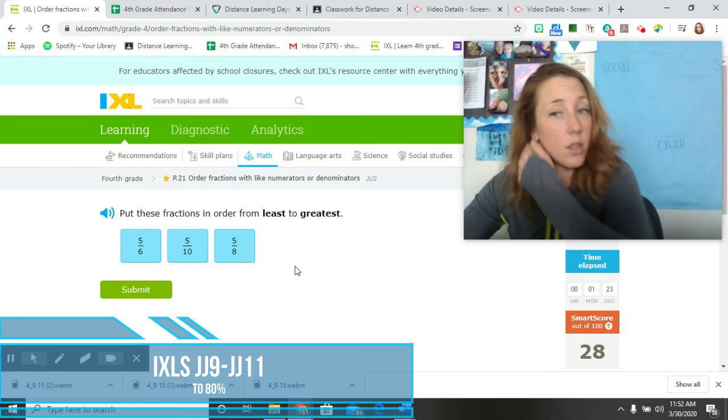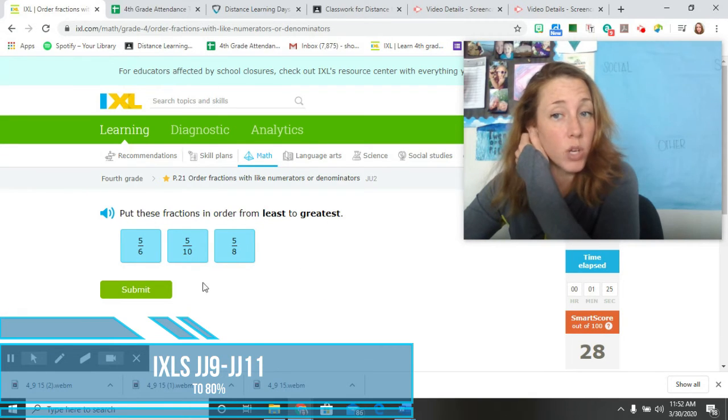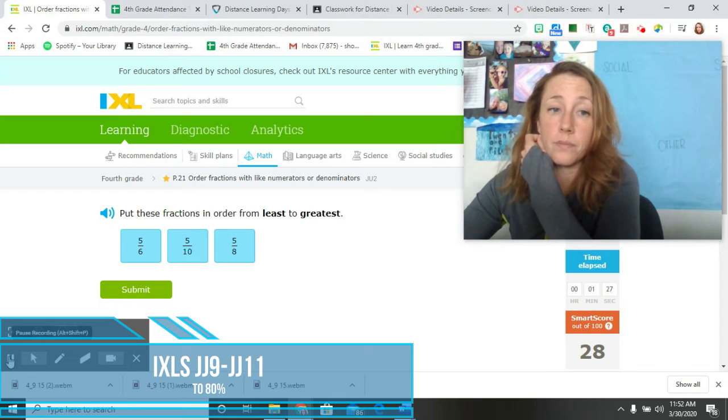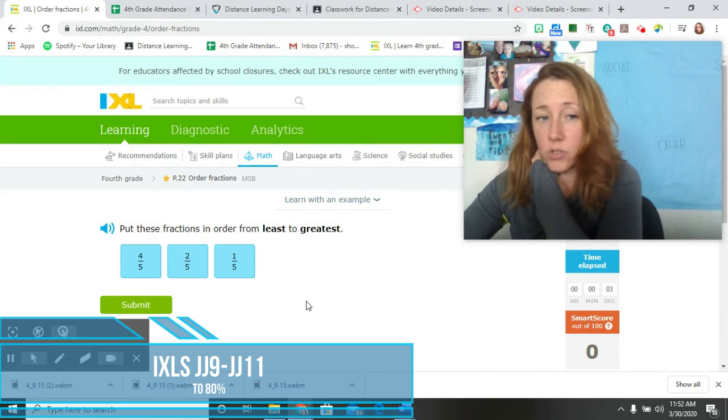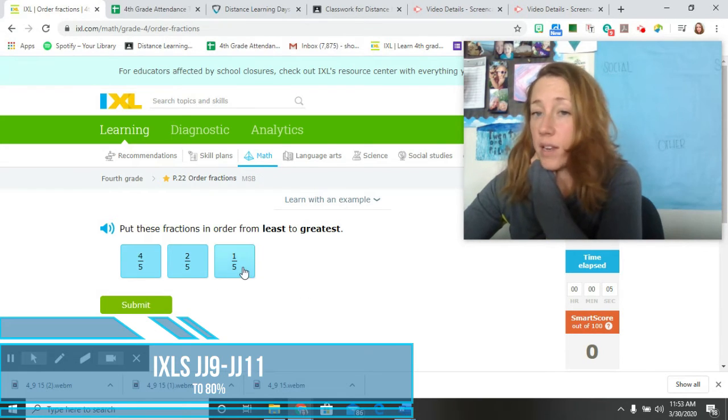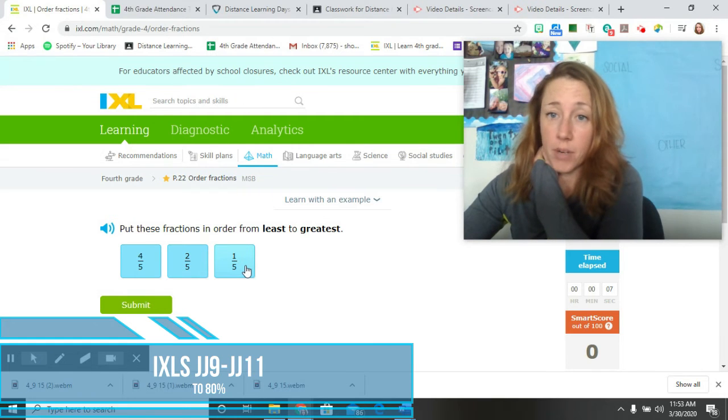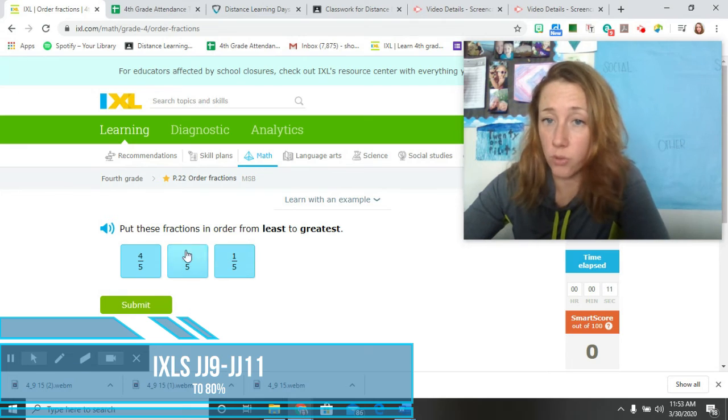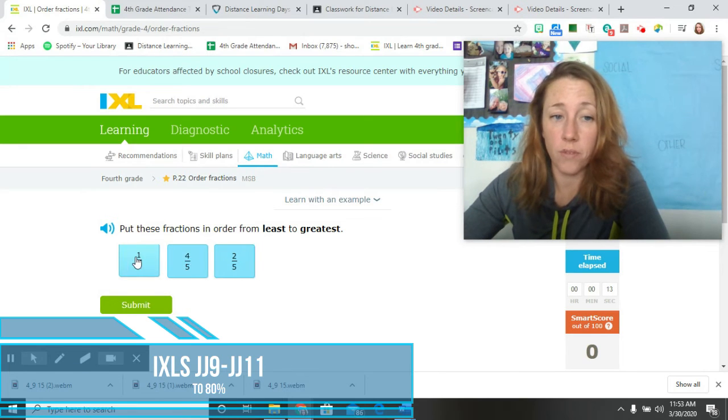Okay, so that is P21. Now we'll go on to P22. This one is ordering fractions from least to greatest. So once again, I'm going to look and see if numerators are the same or denominators are the same. This time my denominators are the same, so I can just put them in order from smallest to largest. So 1/5, 2/5, 4/5.